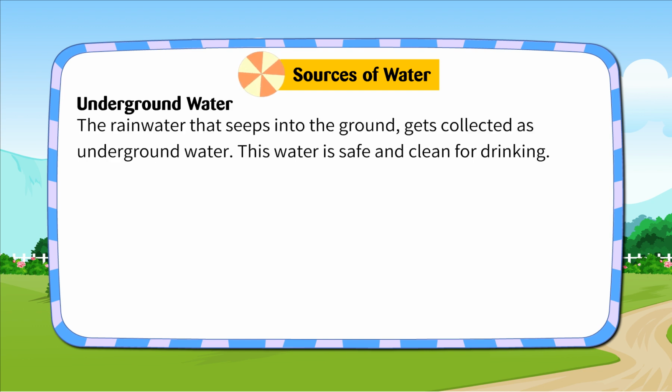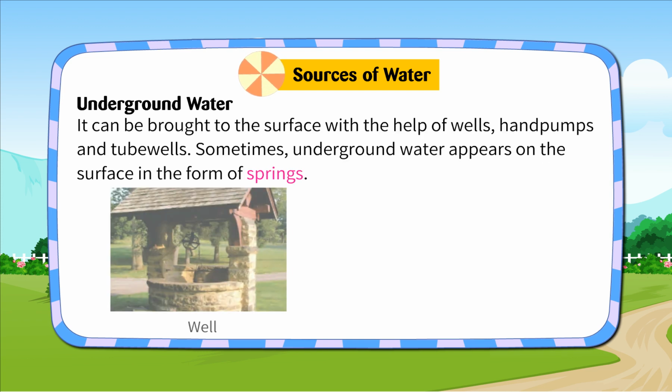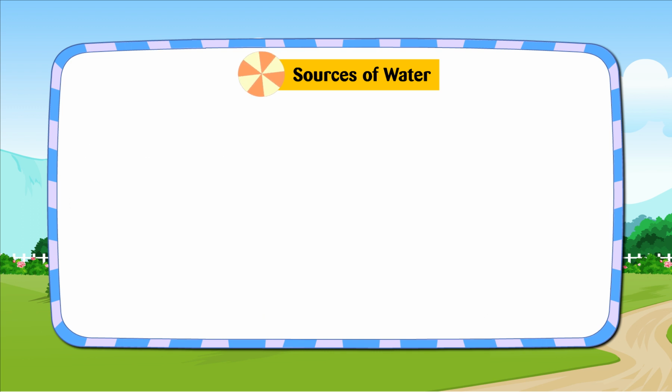Underground water. The rainwater that seeps into the ground gets collected as underground water. This water is safe and clean for drinking. It can be brought to the surface with the help of wells, hand pumps, and tube wells. Sometimes underground water appears on the surface in the form of springs.